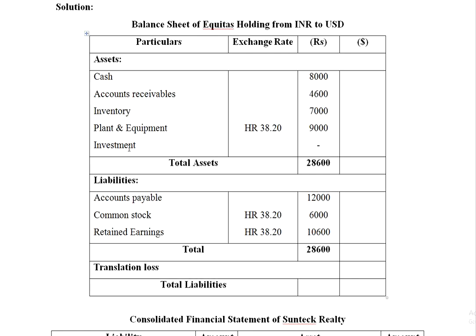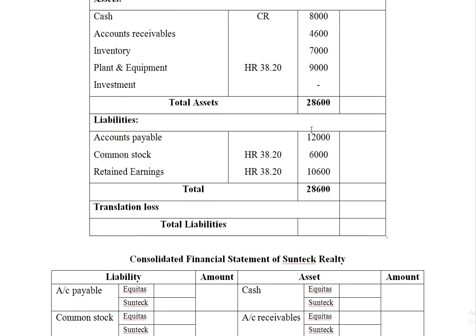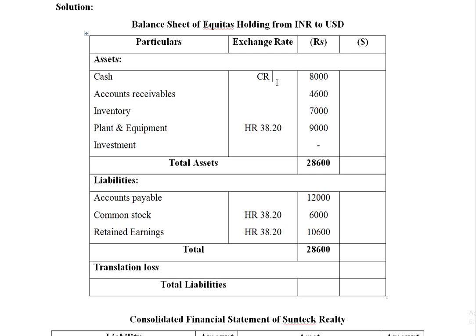This is the same assets which I have already written over here, in order to not waste your time and my time too. And all the remaining assets and remaining liabilities are acquired at the current rate, right? So how much is the current rate? As per this, the current rate is 43.20. Similarly, it is also CR 43.20. So for the rest of the other things, it is 43.20, other than these 3 items.